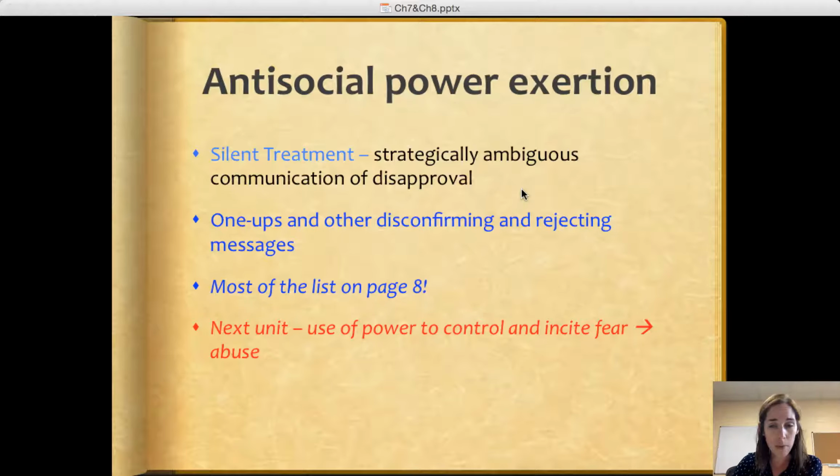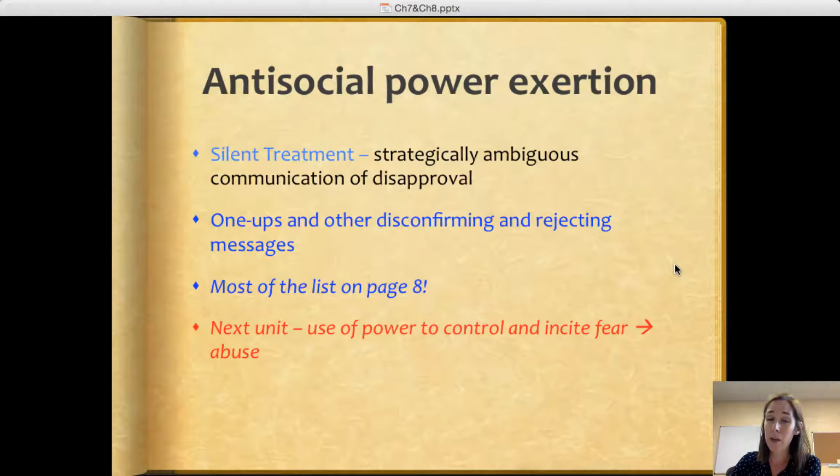Or we don't talk to somebody in the family. They may even ask us what's wrong, and we go, nothing. So what we're doing is we're letting them know we're upset, but we're not talking about why. And that can really make people in the family upset, make them feel a loss of control. Next unit, we'll talk more about power and control and how these are particularly problematic in the family.